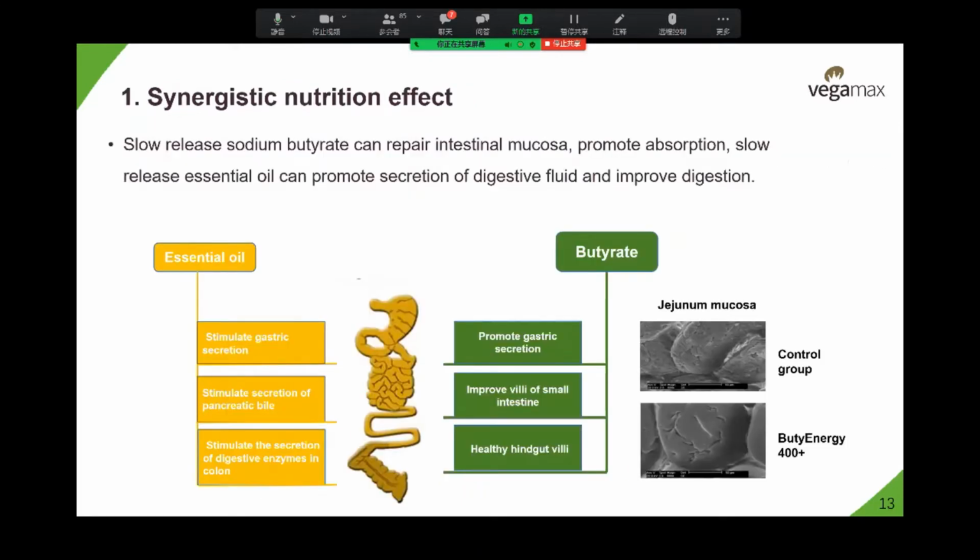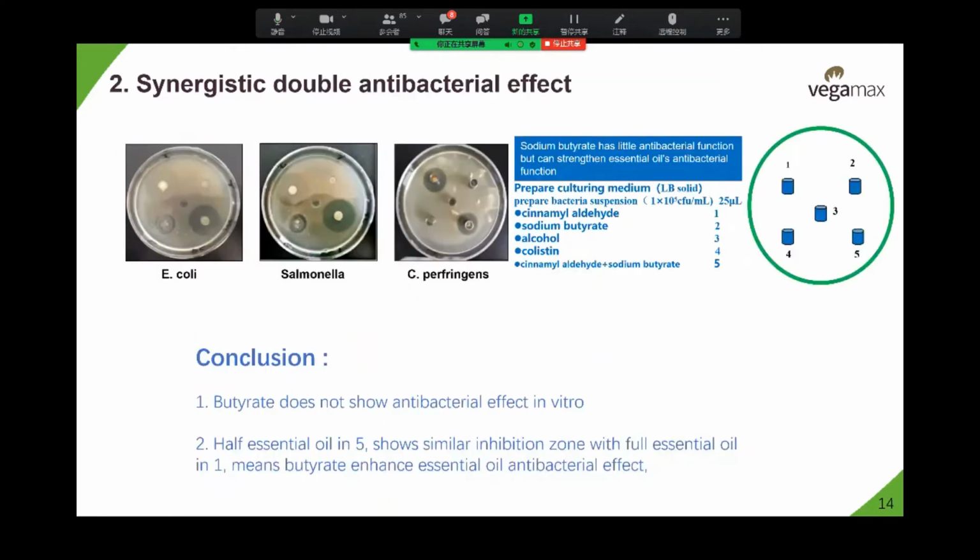Butyl Energy 400 Plus has a synergistic nutrition effect of butyrate and essential oil. Essential oil can not only promote the digestion of protein in the stomach, but also promote the maximum digestion and absorption of nutrients in the small intestine, as well as the secondary digestion and absorption in the hindgut. Butyl Energy 400 Plus also has a synergistic antibacterial effect. Actually, sodium butyrate has little antibacterial function, but with essential oil, it can strengthen the essential oil's antibacterial function.